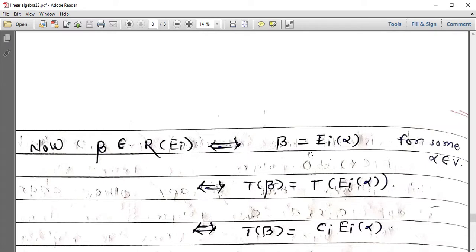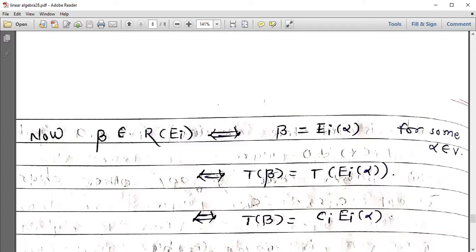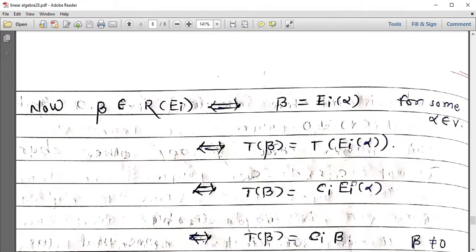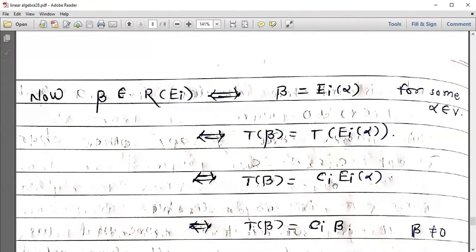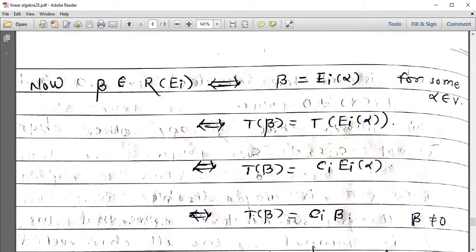If beta belongs to range of Ei, it implies beta is equal to Ei of alpha. Operate T on both sides. T of beta is equal to T of Ei of alpha, which means Ci into Ei of alpha, because Ei of alpha is the eigenvector, characteristic vector. So T of beta is equal to Ci into Ei of alpha, which implies T of beta is equal to Ci of beta, since Ei of alpha is again beta.